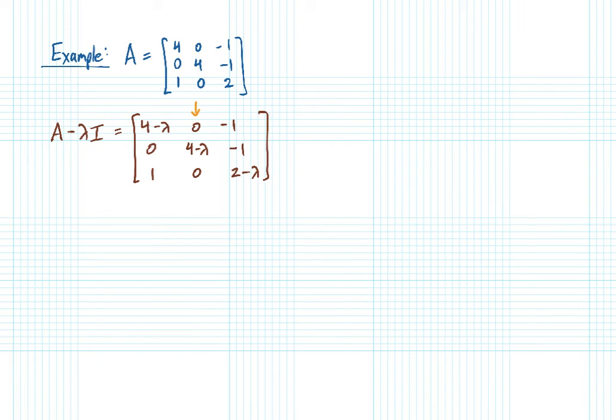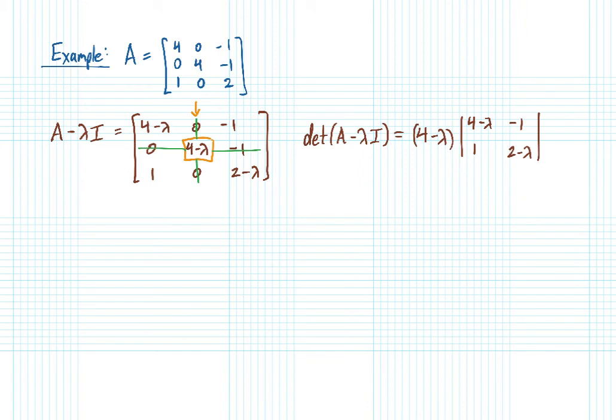And in this case, I would choose to expand in that second column because you've got those two zeros there. And so there's just one non-zero term in that expansion, and it's the term where you have the 4 minus lambda in the middle, which has a positive sign according to the sign matrix. And then when you block off the column and the row that it's in, you're left with 4 minus lambda, minus 1, 1, and 2 minus lambda. And then you can calculate that 2x2 determinant, and this is what you get.